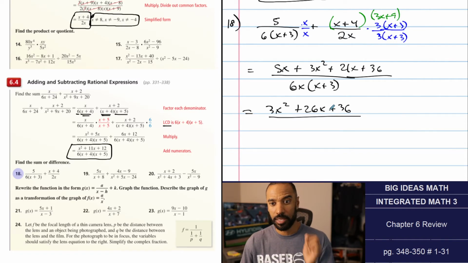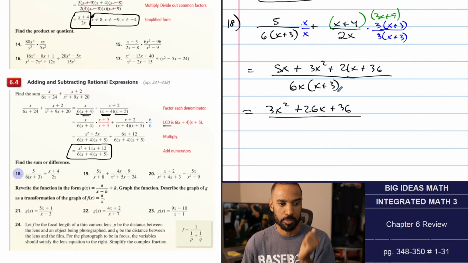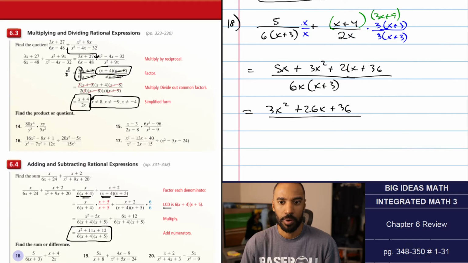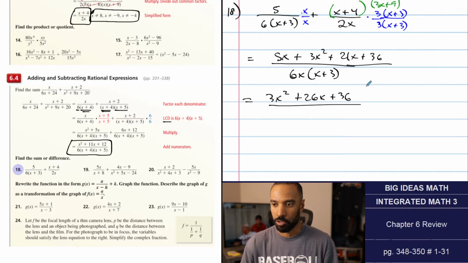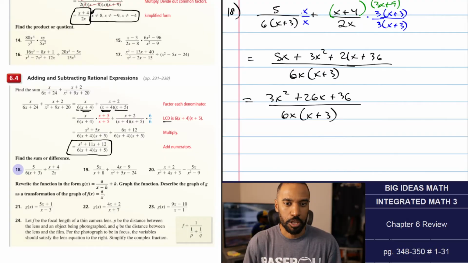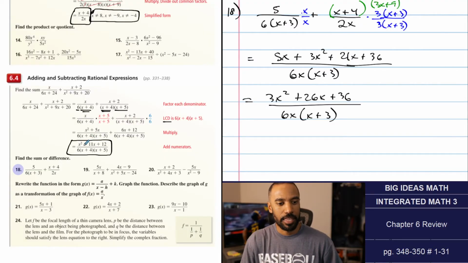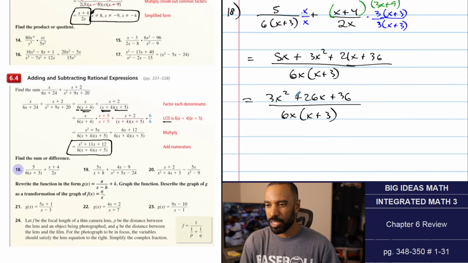Is there a possibility that this is factorable? Yes, there's a possibility this is factorable. Is it? I have no idea. I forgot what I was going to look for. Oh, it's right here. If this thing factored again on top, then you could cancel it with top and bottom there.